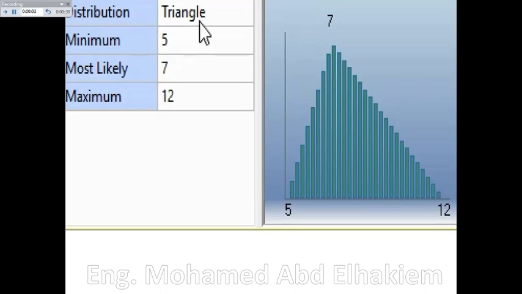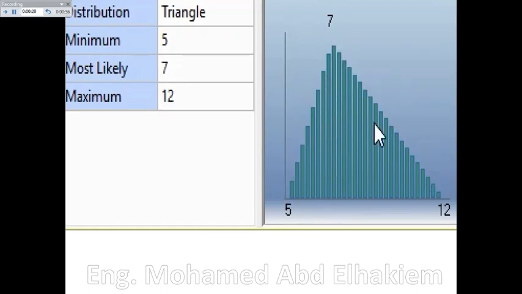Triangle distribution. This distribution is commonly used to model the duration of a task. It requires minimum, maximum, and most likely duration. Triangular distributions are often skewed to the left.